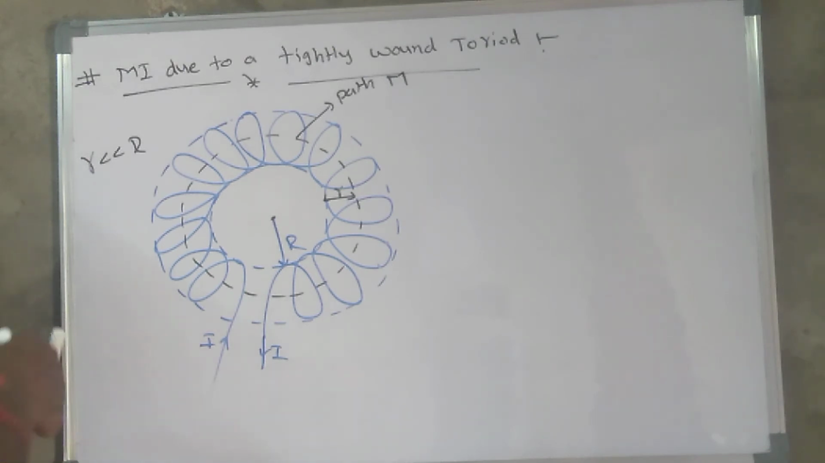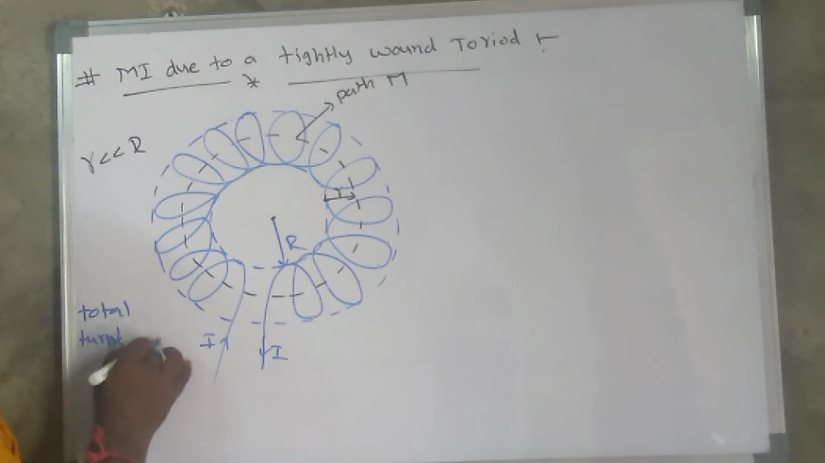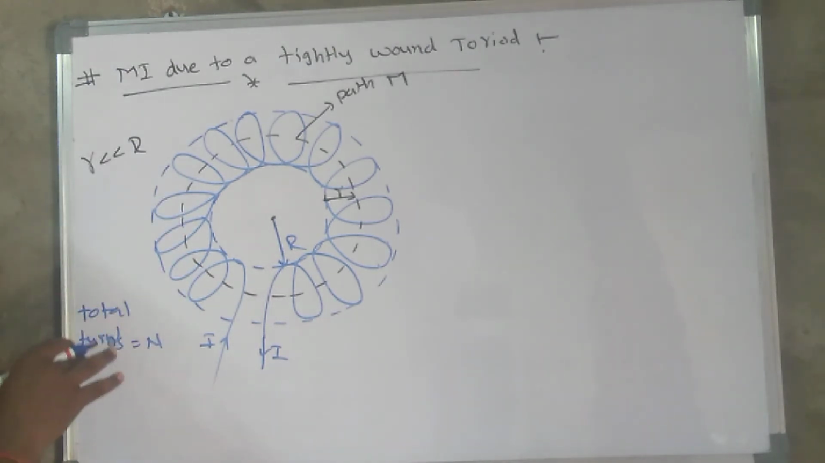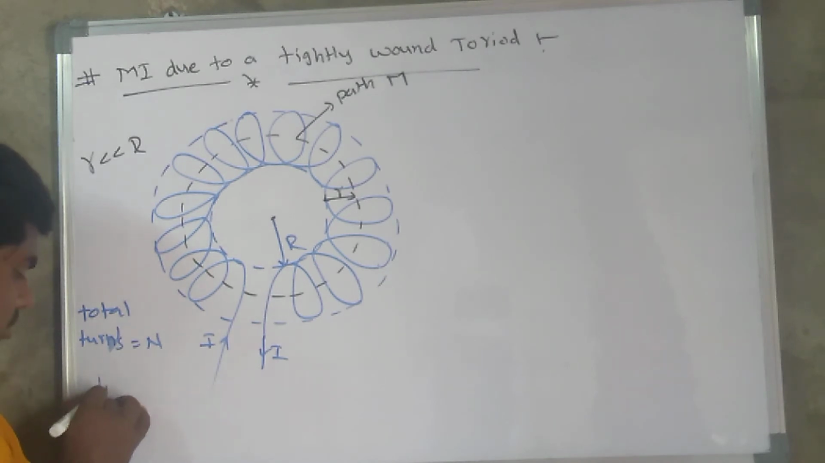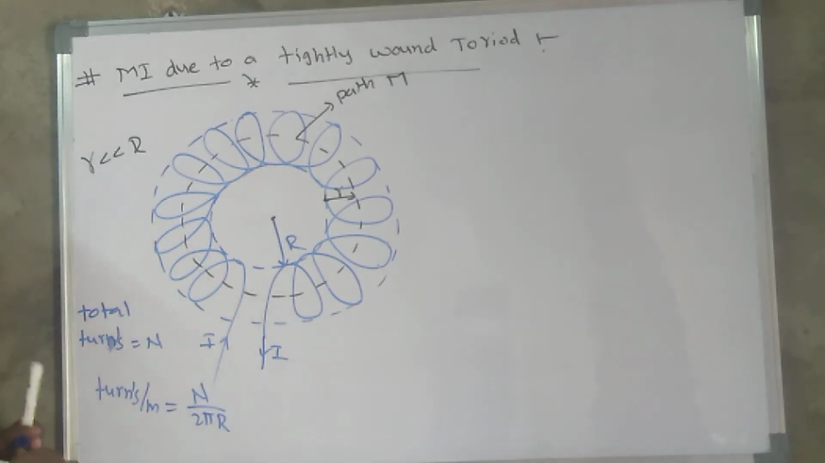This one is the total number of turns. Already consider N number of turns. The turns per meter is nothing but capital N divided by 2 pi r.